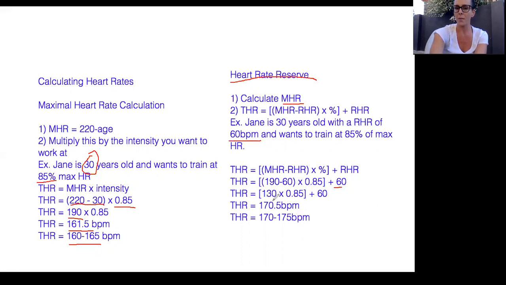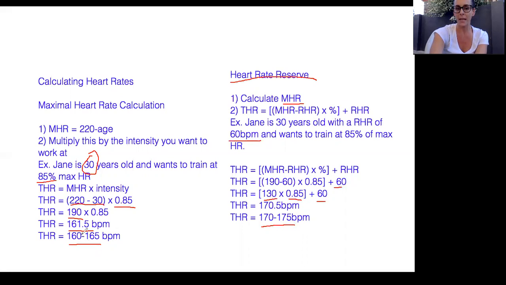So 190 minus 60 equals 130. We're going to times that by the intensity and add back on her resting heart rate. So we now get a target heart rate of 170.5. Now again, you can't get someone to work at a specific number like that, and you certainly can't get them to work at half a beat. So we give her a range of 170 to 175.